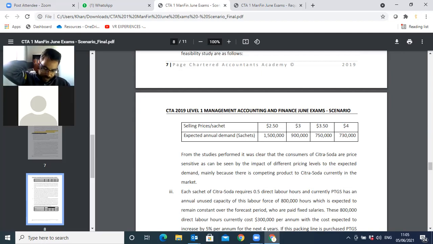Now, just take note, when you work out the revenue over here, here it is 2.5, and it can give us 1.5 million sachets. But remember, our capacity is only 1 million. So when you work this one out, you can't multiply it by 1.5 million. You have to multiply it by 1 million because our capacity is only 1 million. So just take note of that.